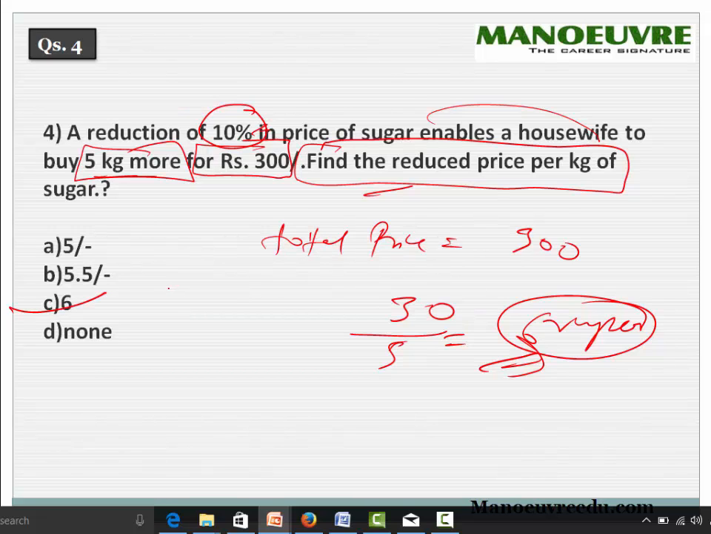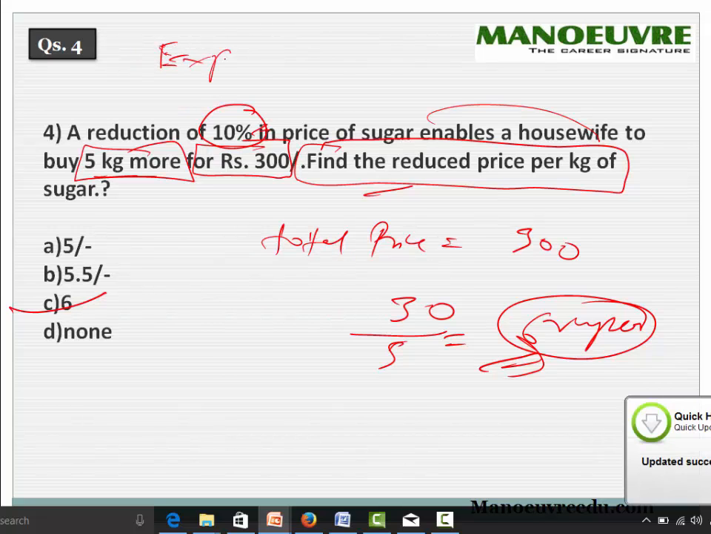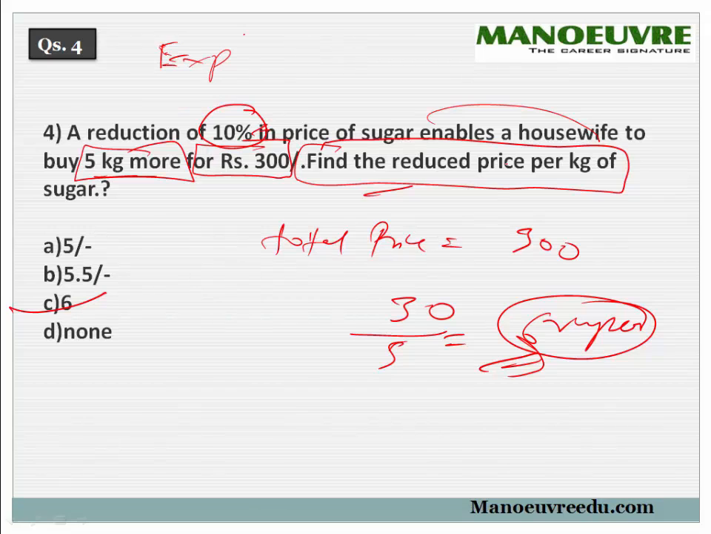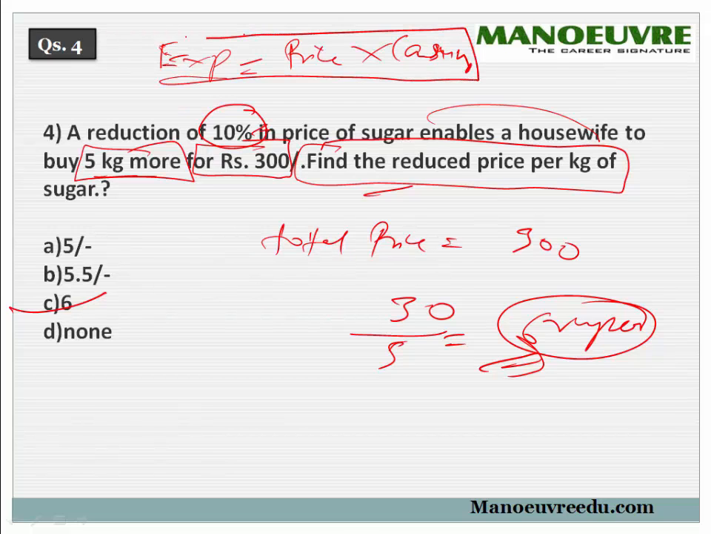Reduced price. And we all know expenditure is nothing but your price into consumption. So this question is based on this formula.